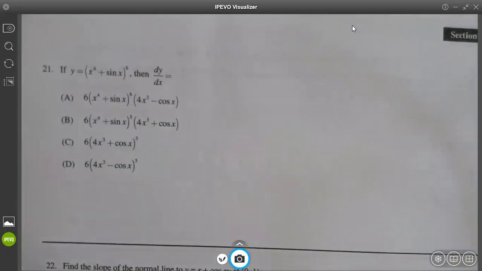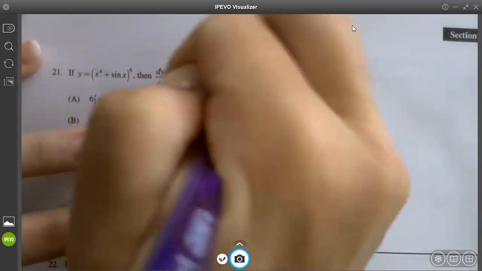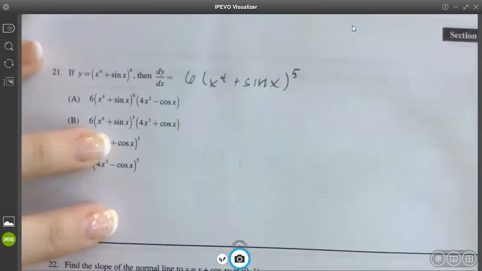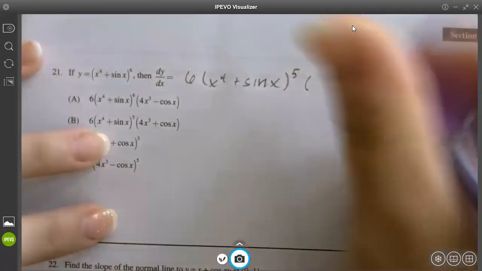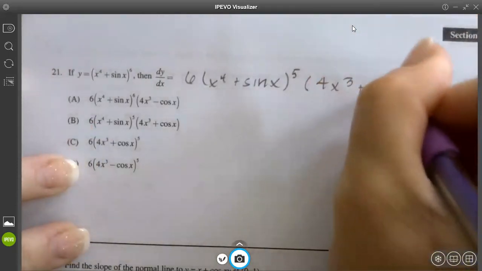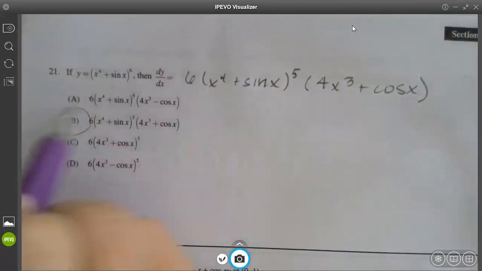Derivative. Bring the 6 to the front, leave it the same. The power is now a 5, and then times 4x to the third plus cosine x. Which one is your answer? Good.